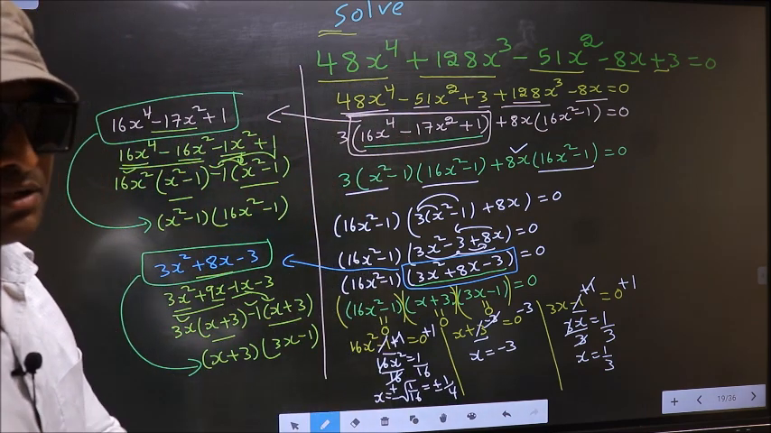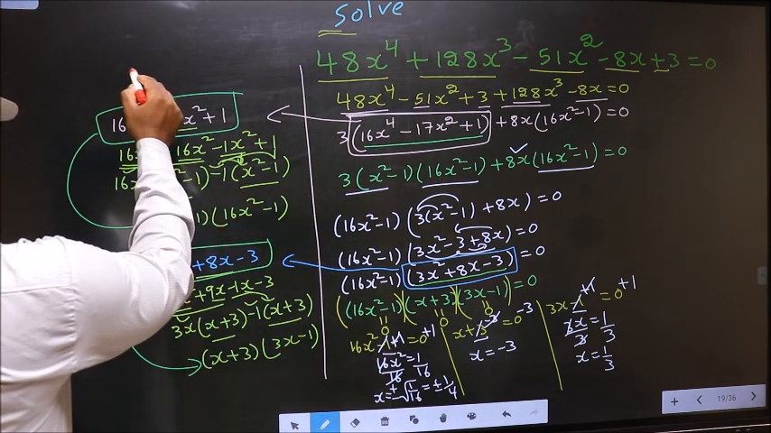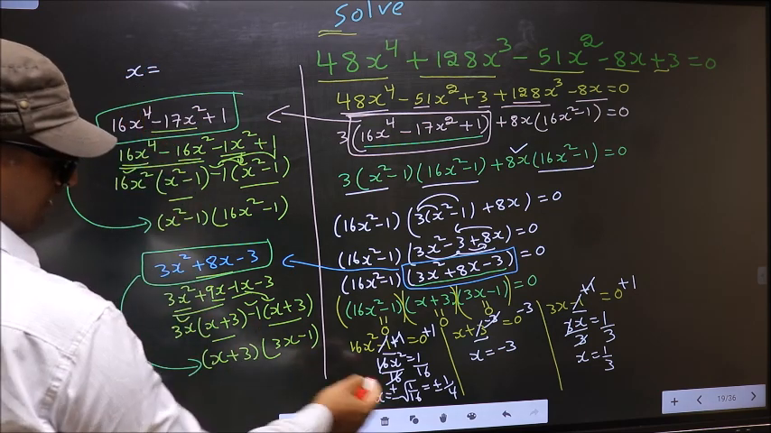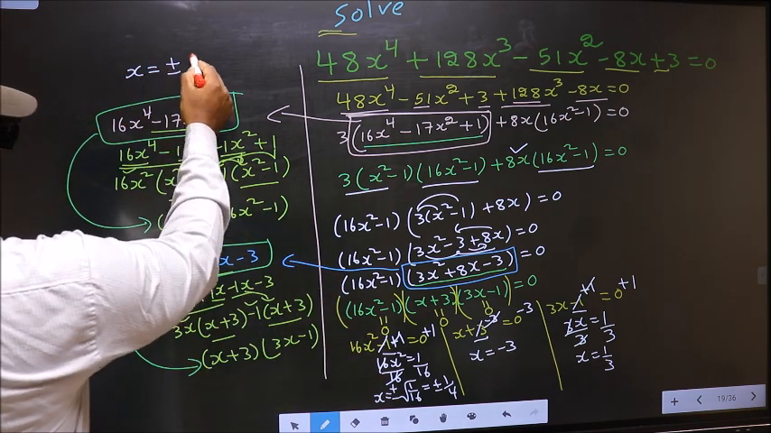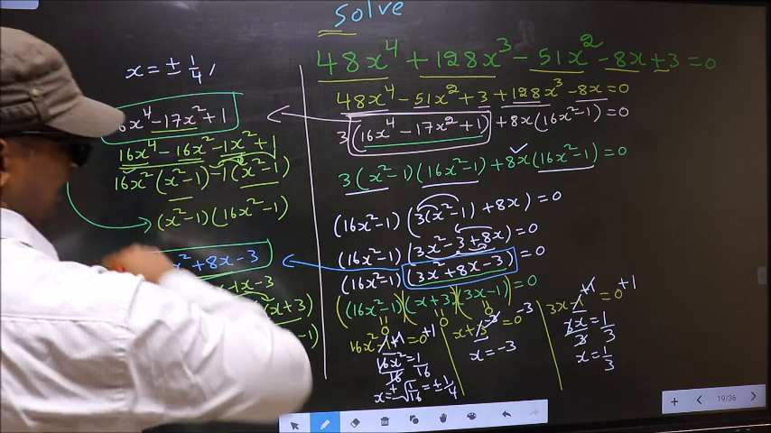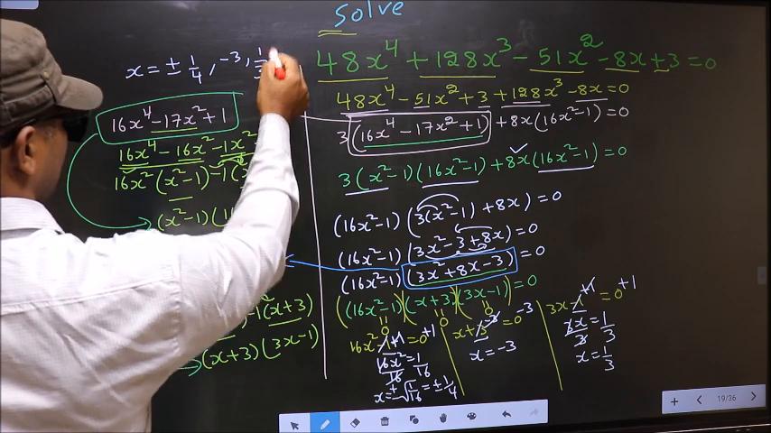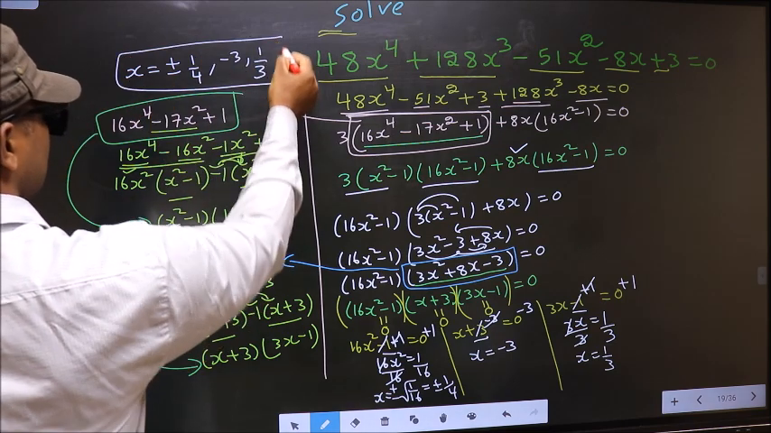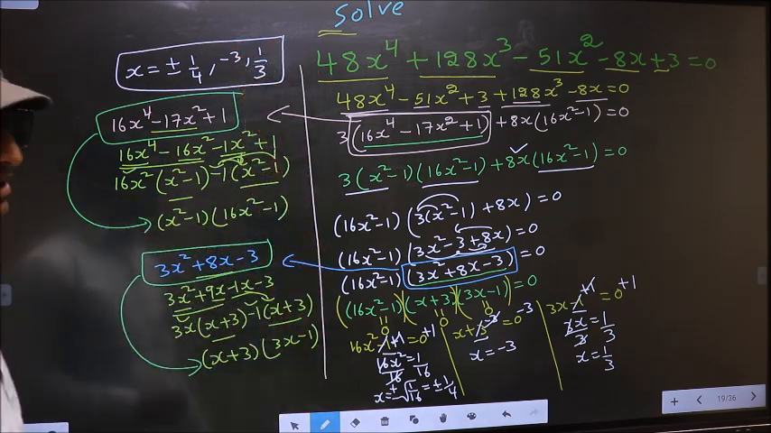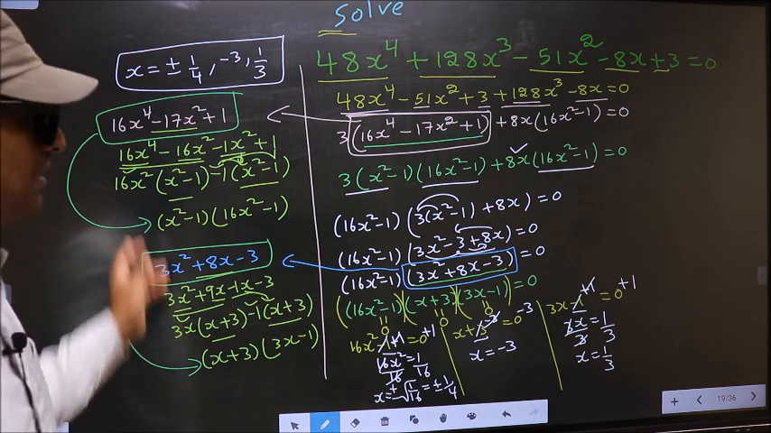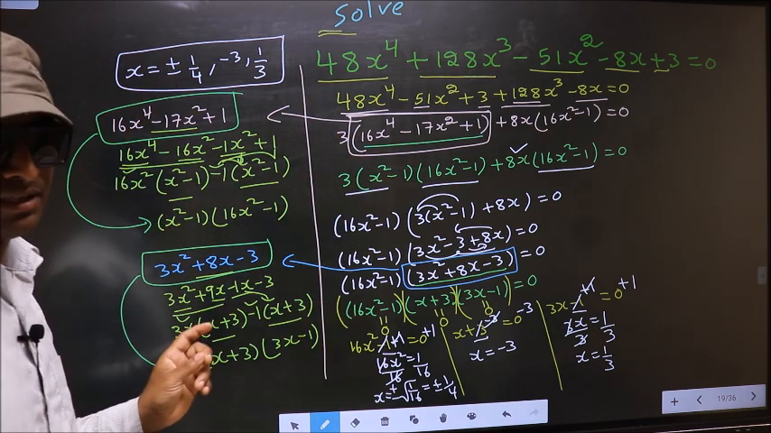So the x values we got are plus or minus 1 by 4, minus 3, and 1 by 3. This is our answer. Am I clear?